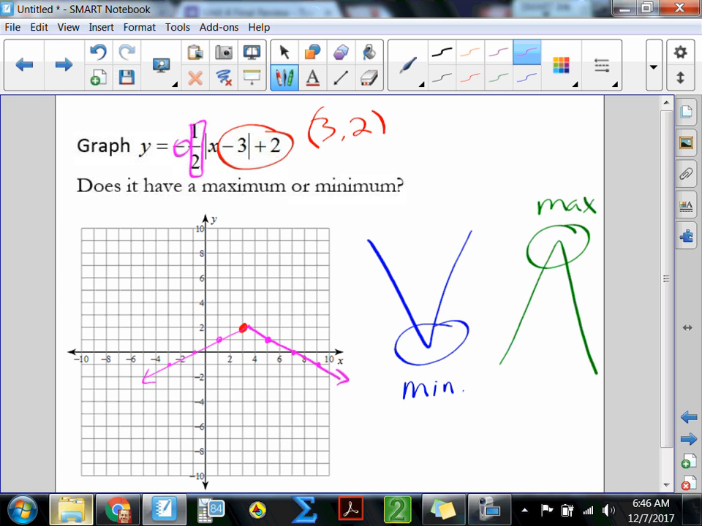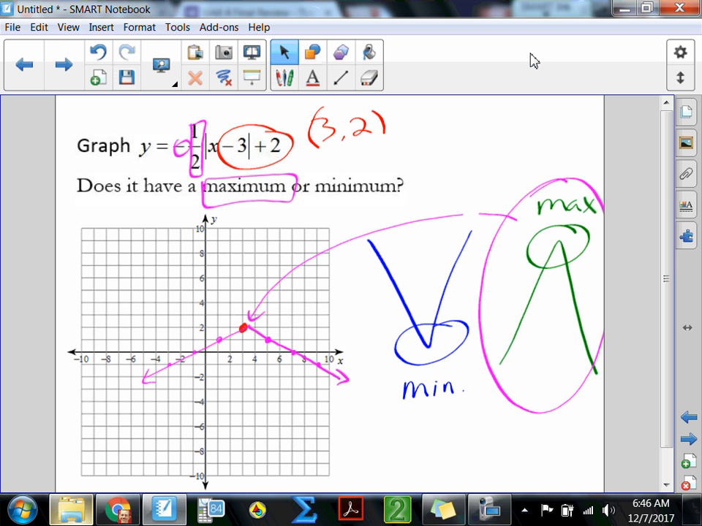So does the graph have a maximum or a minimum? Looks like it matches this, has a maximum value. If it was not reflected, it would have a minimum value, and that is always the case for absolute value and quadratic. If they are not reflected, it's always a minimum. If they are reflected, it is a maximum.